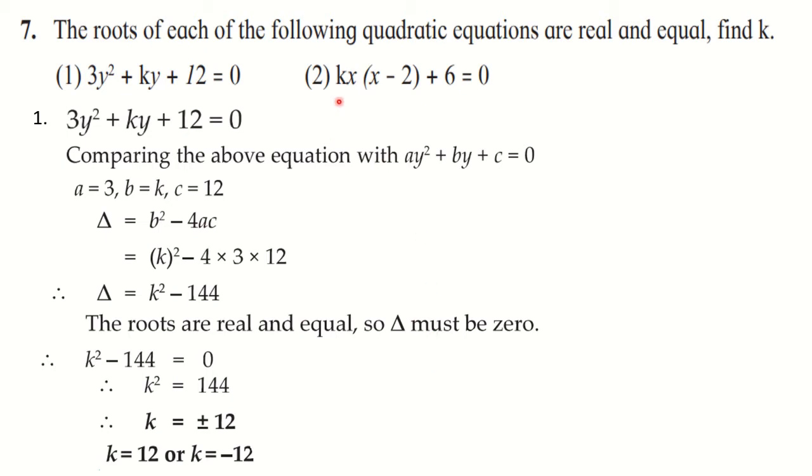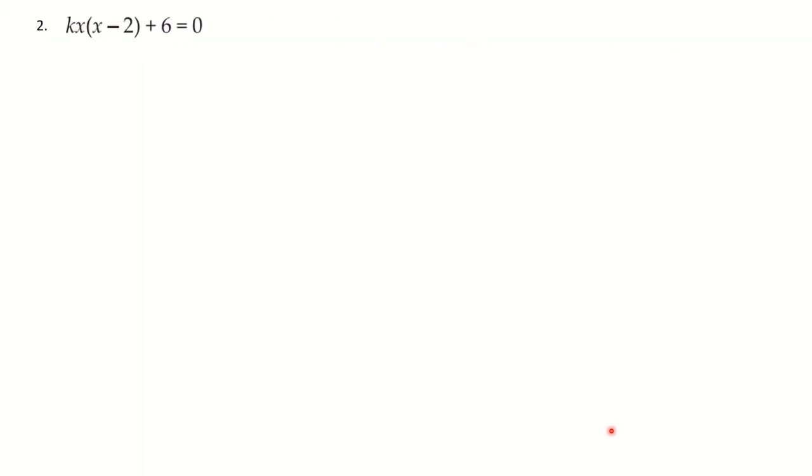Now I am discussing question number 2 because it is a little bit different. See, you can find that it is not in the standard form. So I am discussing question number 2 also. So let us go towards question number 2. Kx inside the bracket x minus 2, plus 6 is equal to 0. This is the question. Now first of all, as I have told you so many times, if the brackets are given in the question, our first step is to open the bracket. You need to open the bracket. So all of you please expand it. So how it will be?